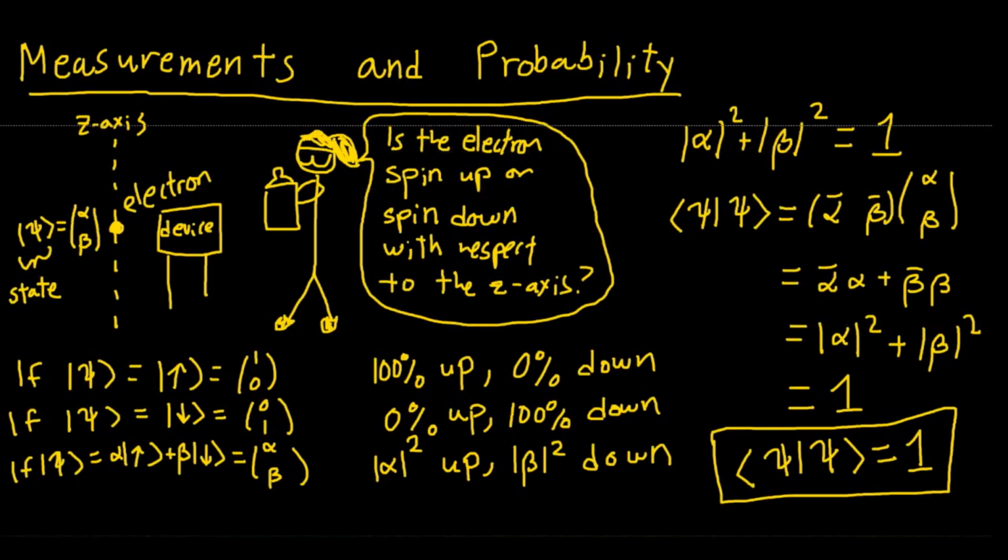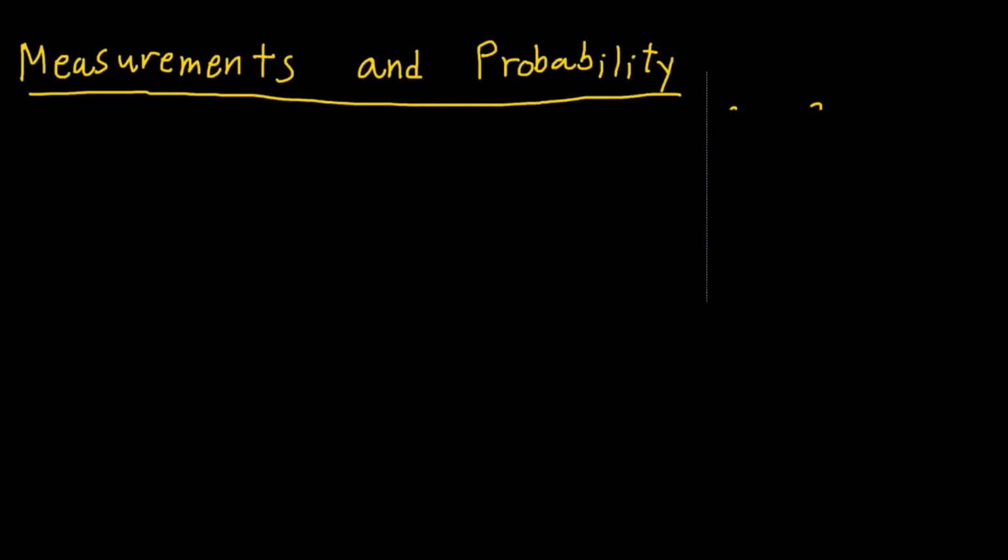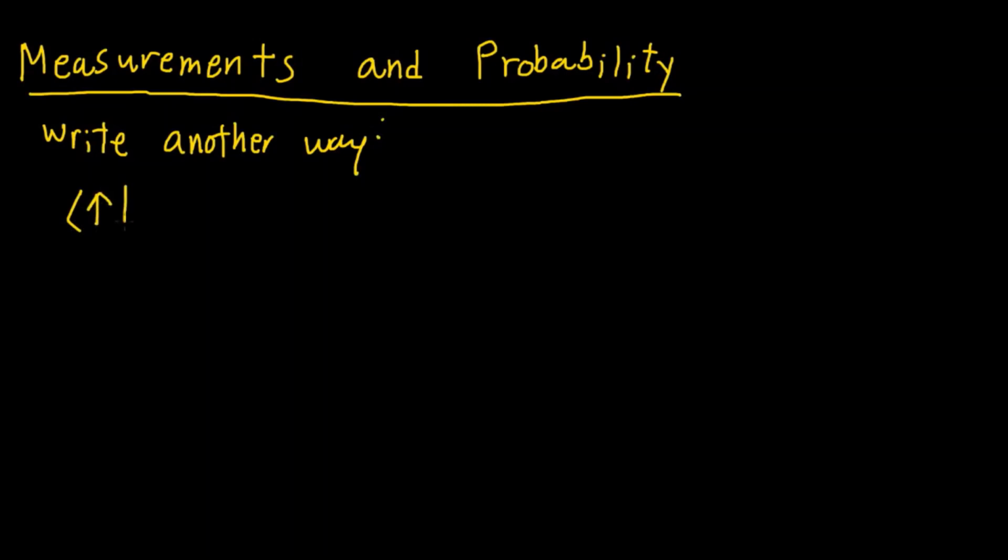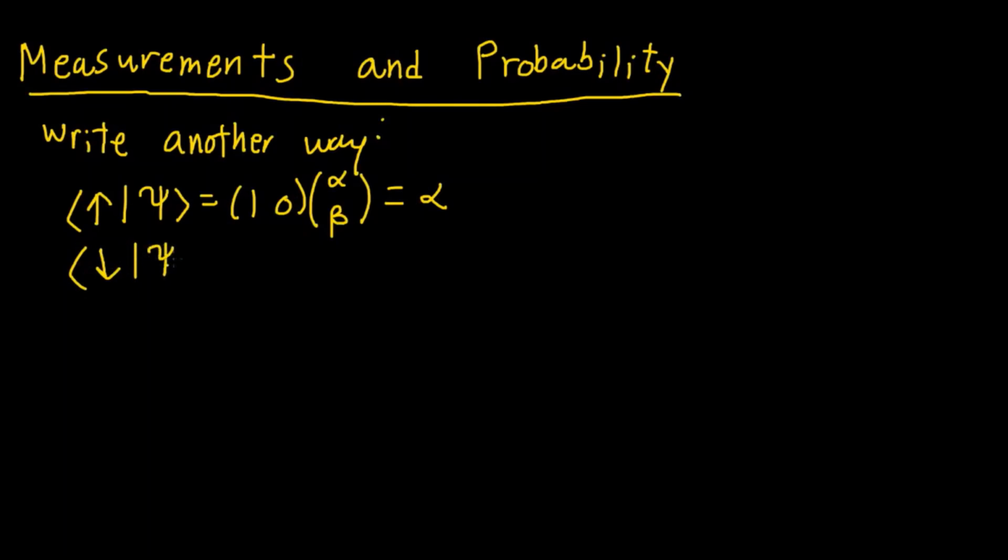Now we're going to clear the screen and write all this another way. So notice that the inner product of the spin up vector with psi, which we can write as follows, is just equal to alpha. And the inner product of the spin down vector with psi, which we can write like this, is equal to beta.